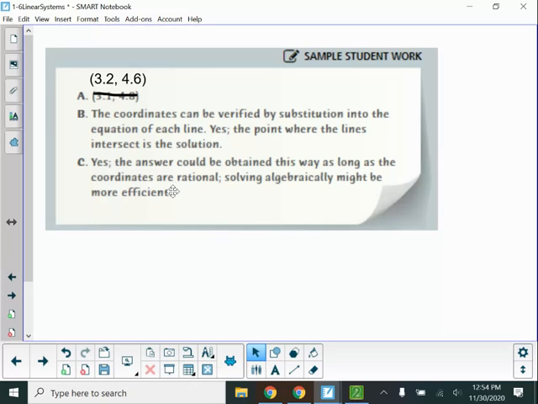Again, you would get credit as long as you tried some type of method or you put in some type of answer for that. And that will conclude this first video, because this is just going through the solution to the Explore and Reason. Be sure you watch the 1-6 video in full so you can see how to actually solve these algebraically. And as always, contact me if you have any questions.